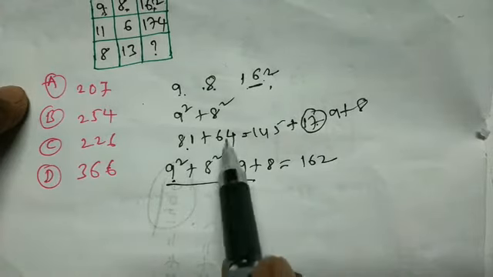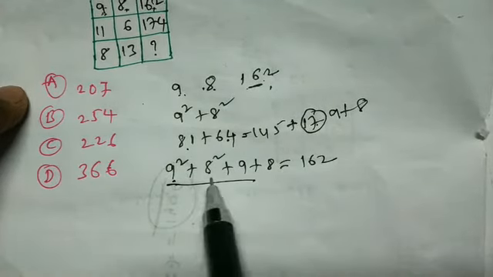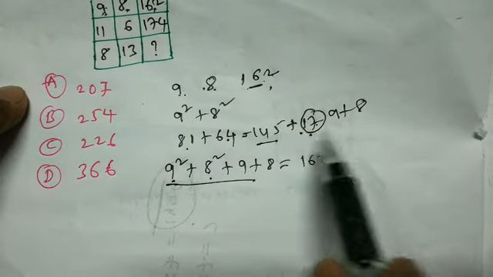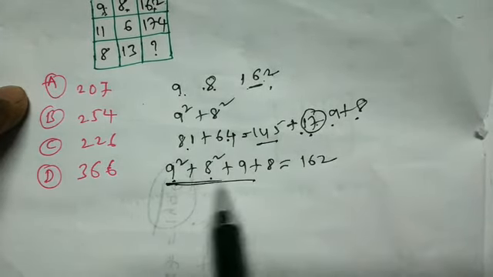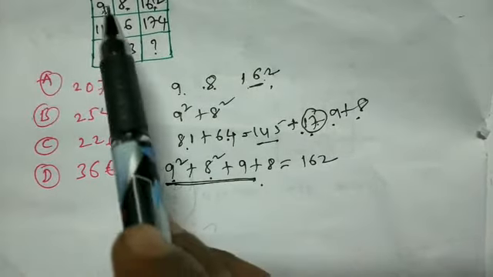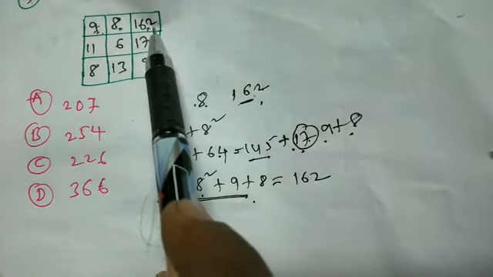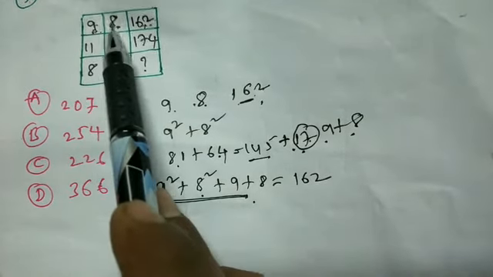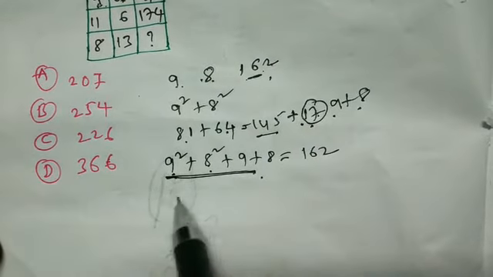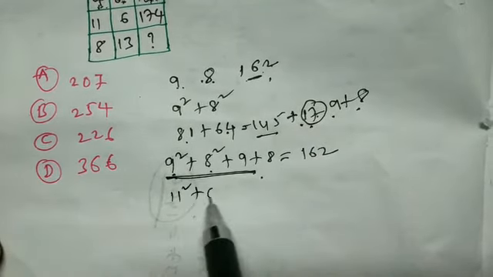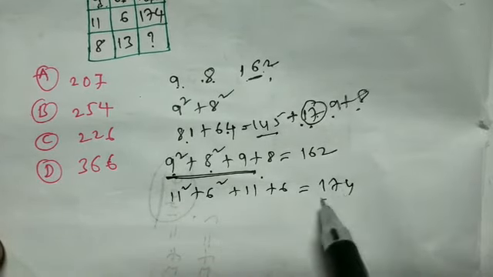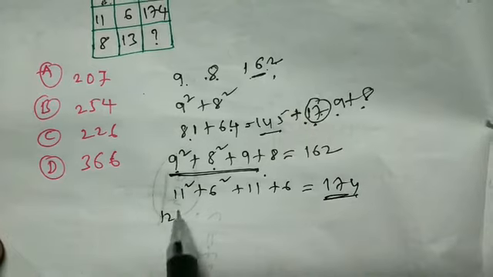Is it or not? 9 square is 81 and 8 square is 64. If we add this, we get 145. We need 17 more, and we have written this 17 as 9 plus 8. It is a meaningful assumption. Why? Because in the first row we have 9, 8 and 162: 9 square plus 8 square plus 9 plus 8 gives 162. Let me apply it to the second row also: 11 square plus 6 square plus 11 plus 6. We need to get 174.